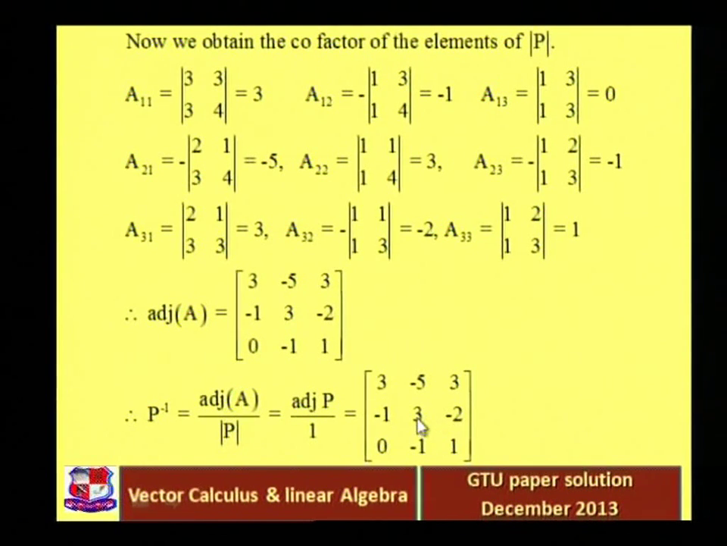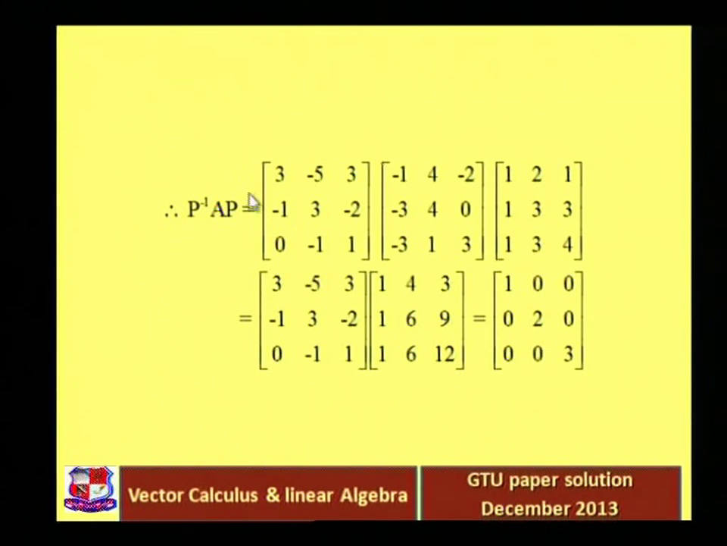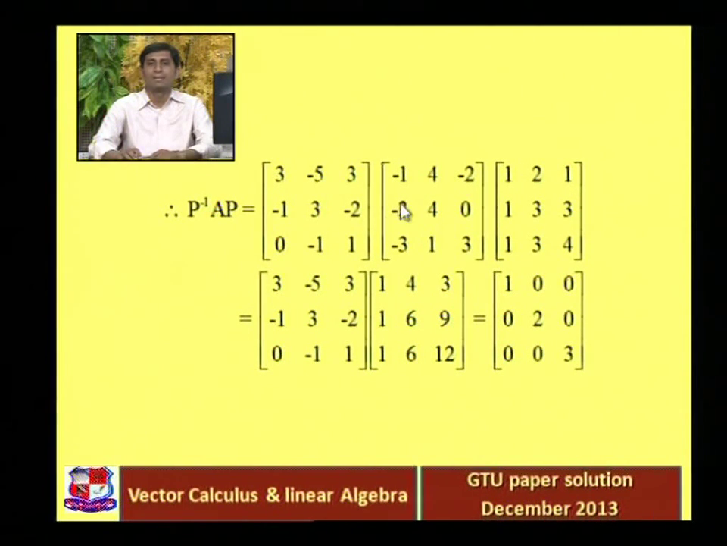So here is the matrix that is equal to the adjoint of P. So P inverse is this one: 3, minus 5, 3; minus 1, 3, minus 2; 0, minus 1, 1. Now this is our P inverse A P: 3, minus 5, 3, minus 1, 3, minus 2, 0, minus 1, 1, then minus 1, 4, minus 2, minus 3, 4, 0, minus 3, 1, 3, then 1, 2, 1, 1, 3, 3, 1, 3, 4, right? So this is a matrix multiplication.